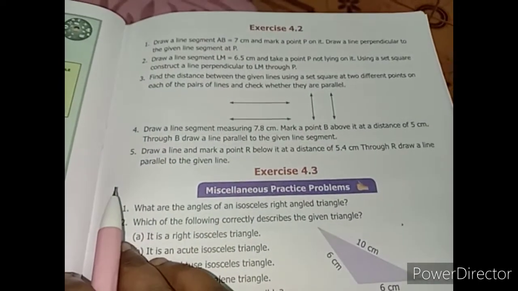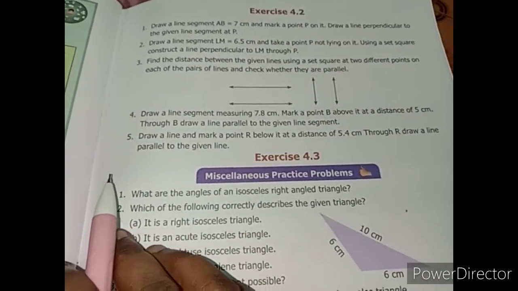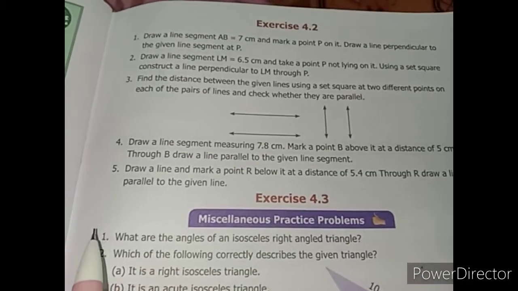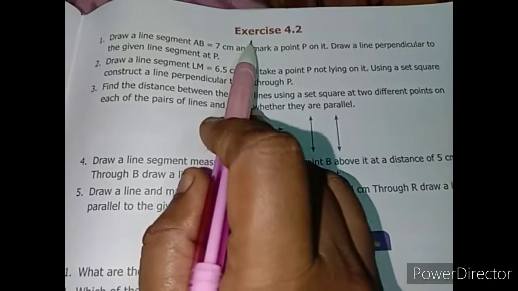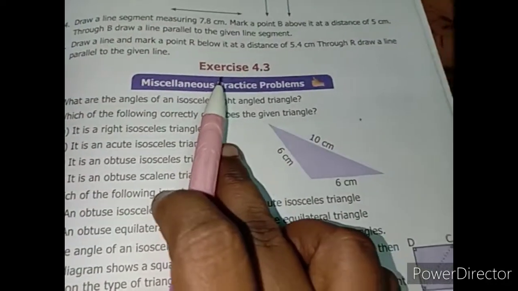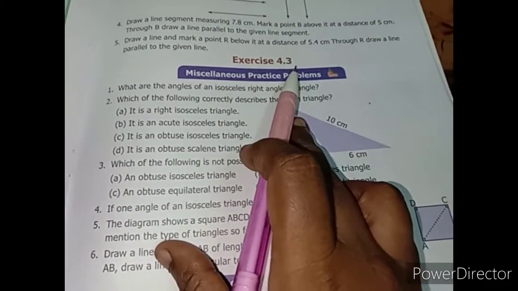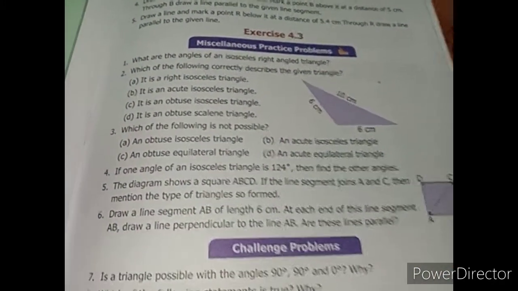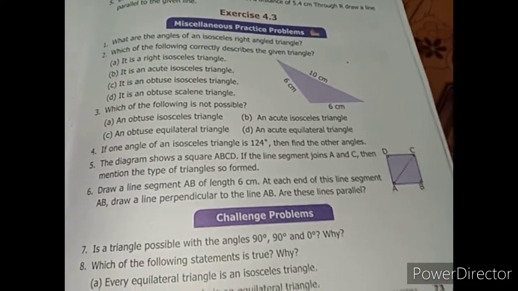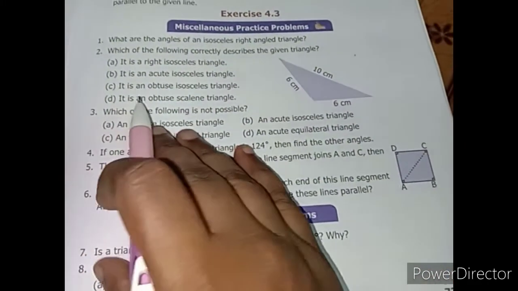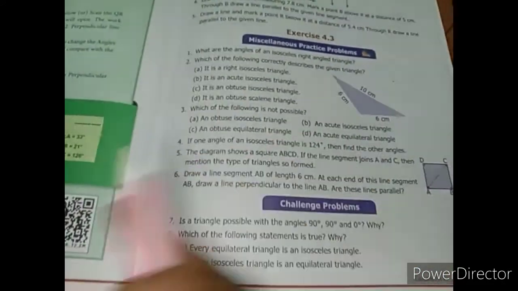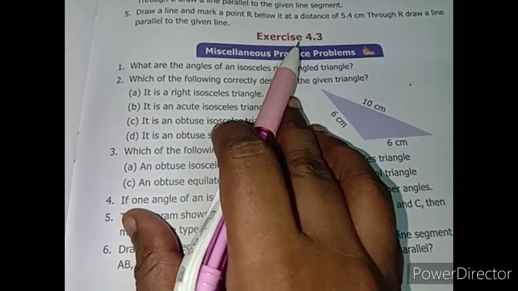In the previous video we started chapter 4, that is geometry, and we completed exercise number 4.1. As I told you in that video itself, 4.2 we will see later because it comes under practical geometry. Now we are moving to exercise number 4.3. Miscellaneous practice problems and also some challenging problems are there in this exercise. A few sums I'm going to do in the worksheet and the remaining sums I'm going to work out in the textbook itself.